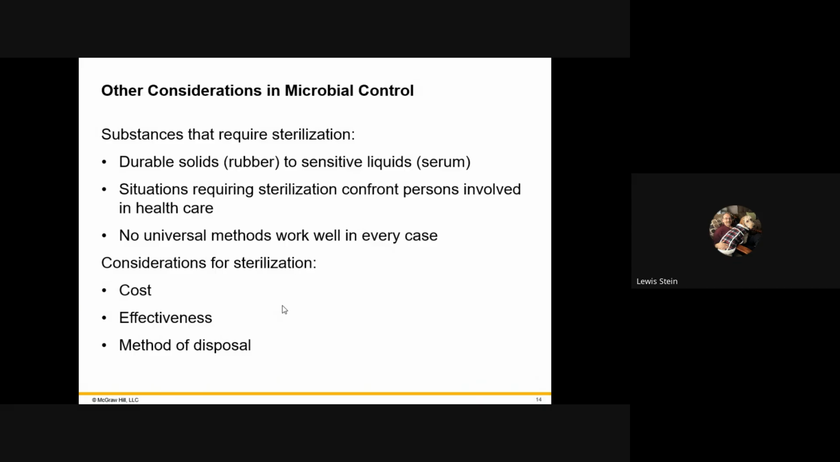For our purposes, items are critical and non-critical. There's no one-fits-all approach to sterilization. It depends. You can't heat things because they are not heat stable. You can't use liquids because they may corrode. Not all things are amenable to gas or radiation. So you have to pick the right manner.